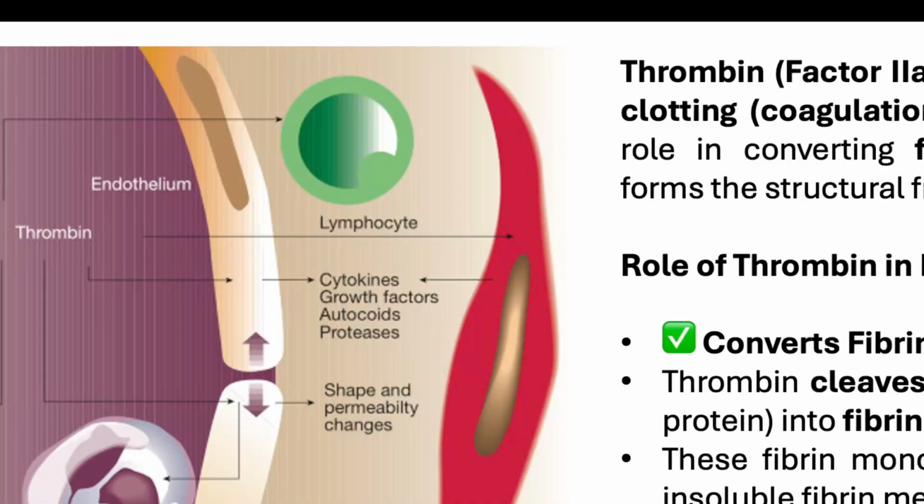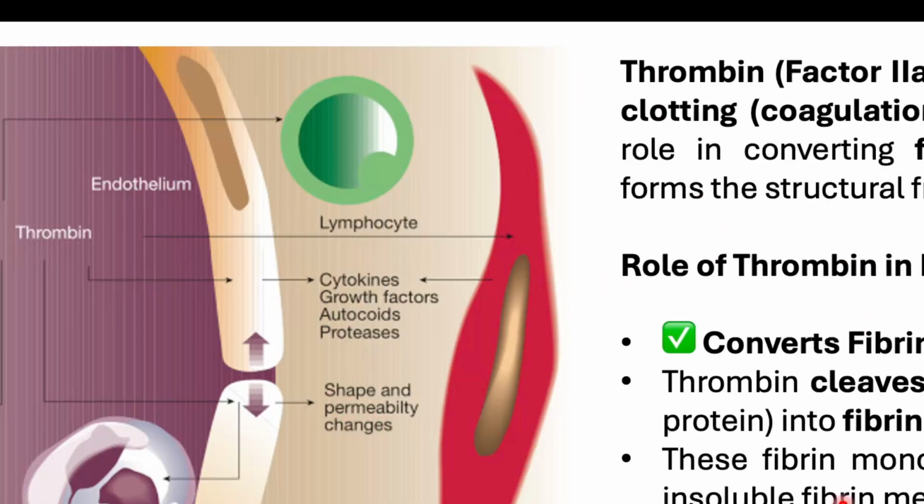Now, what happens in blood clotting? Thrombin, factor 2A, which is the other name of thrombin, is a key enzyme in the blood clotting cascade. It plays a crucial role in converting fibrinogen into fibrin, which forms the structural framework of a blood clot. So, the fibrin forms the meshwork in which blood cells and other dead cells are trapped, forming the blood clot.